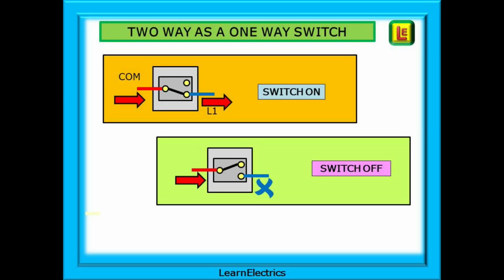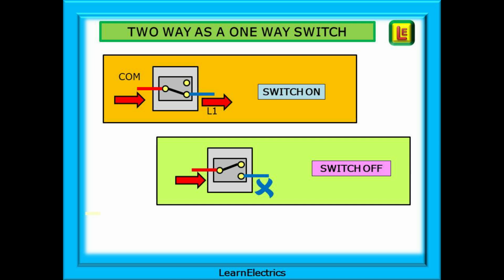Consider a two-way switch first. Shown on the left, current can flow from the common through the switch and along the wire at L1. The switch is on, but if we operate the switch, there is nothing connected to L2, and there are no wires for the current to flow along, so the switch is off.